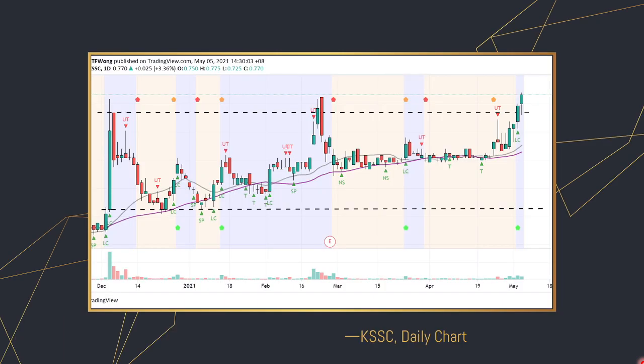Alright, so now let's look into KSSC. This is the KSSC daily chart. Again, if you remember correctly from my previous slides, the trade setups: line change.